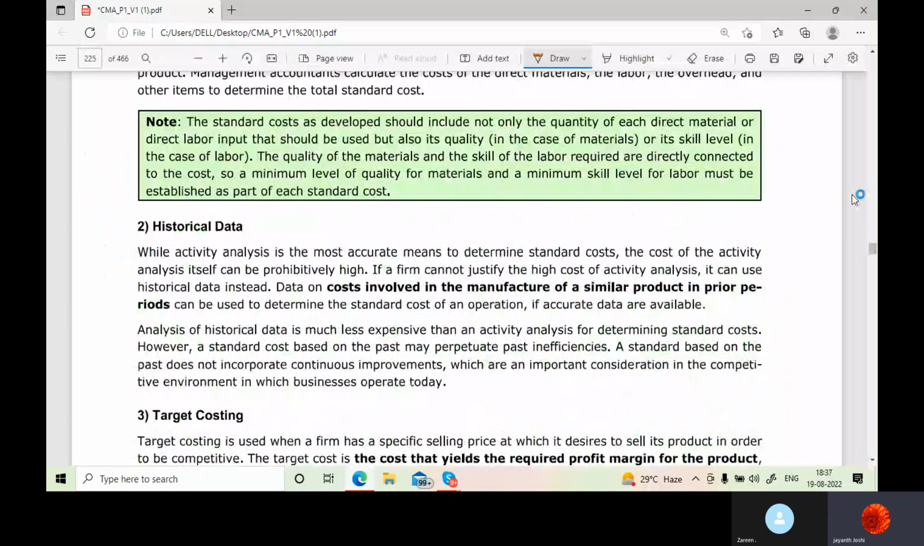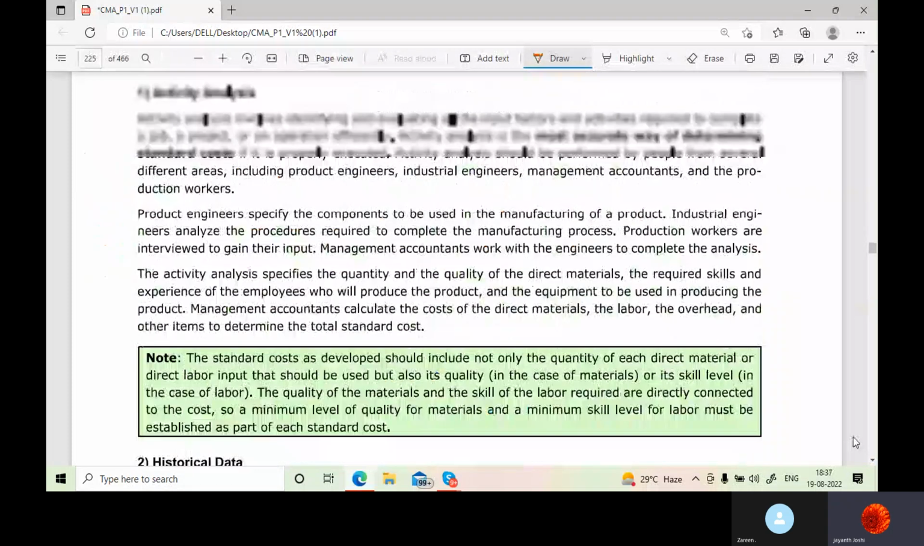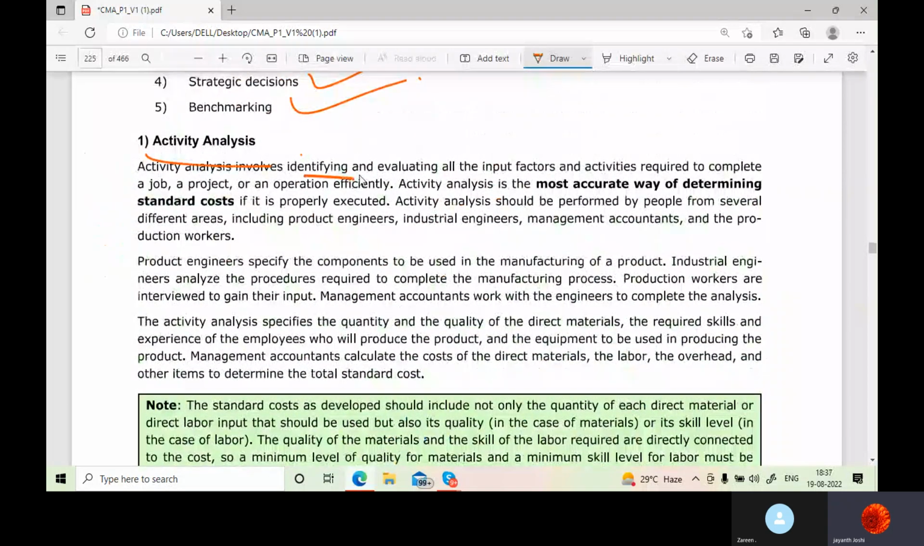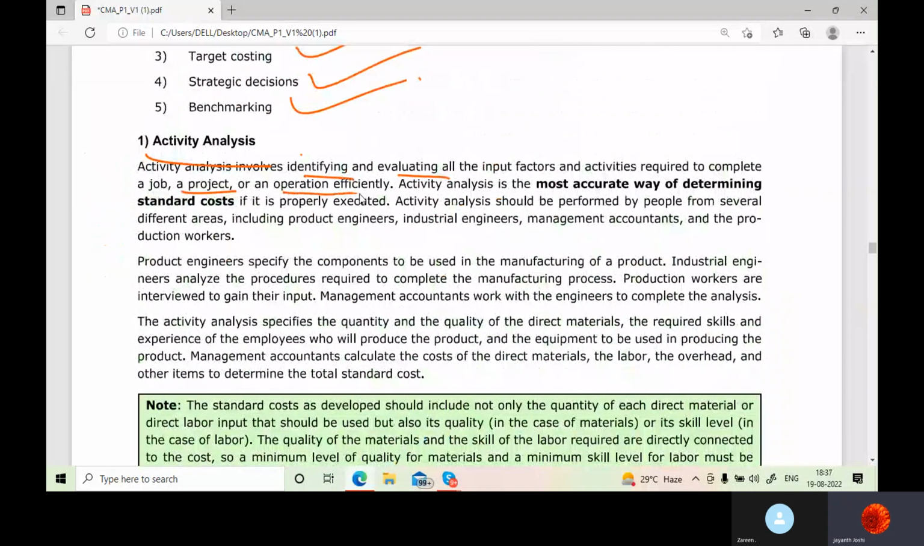Activity analysis involves identifying and evaluating all the input factors and activities required to complete a job or a project or an operation efficiently. So how many inputs you want to complete a job or a task, that's what we are seeing. Activity analysis is the most accurate way of determining standard cost, if it is properly executed, of course. Activity analysis should be performed by people from several different areas, including product engineers, industrial engineers, management accountants, and production workers.